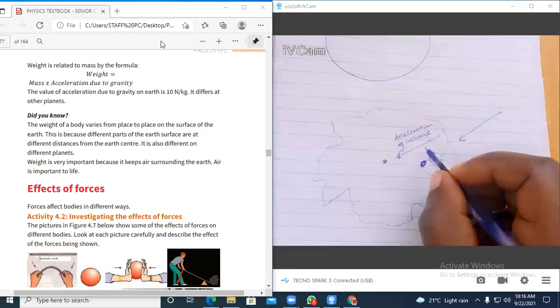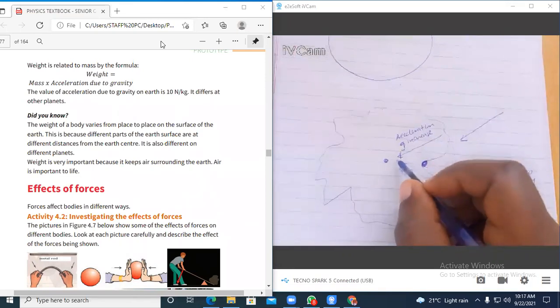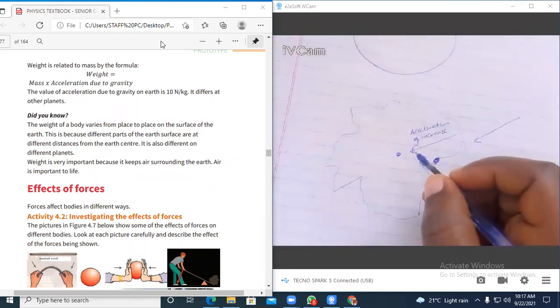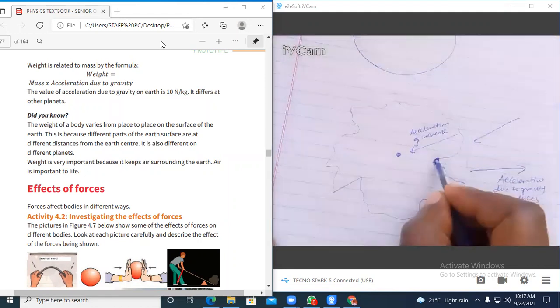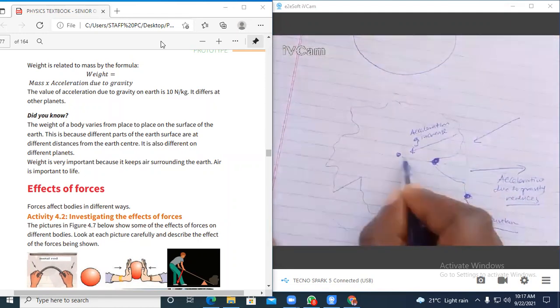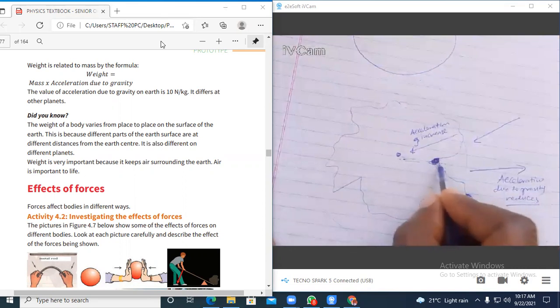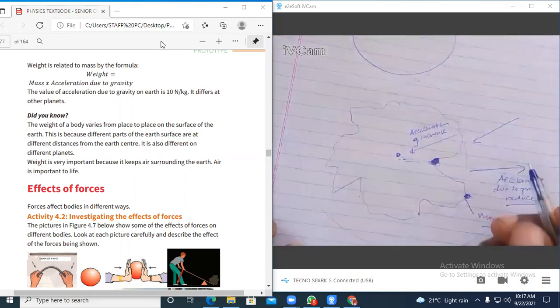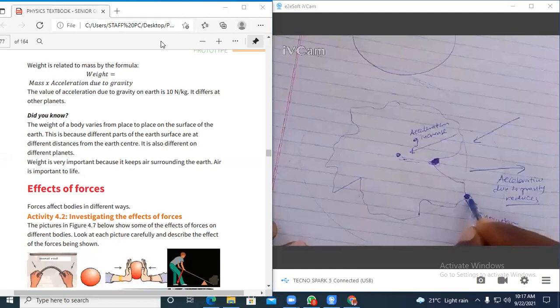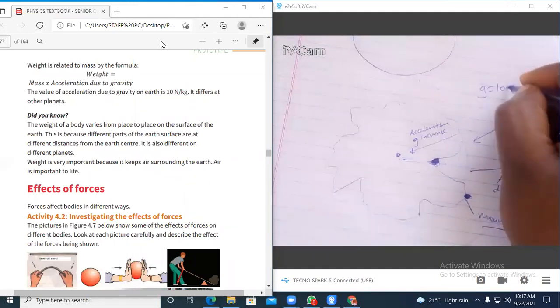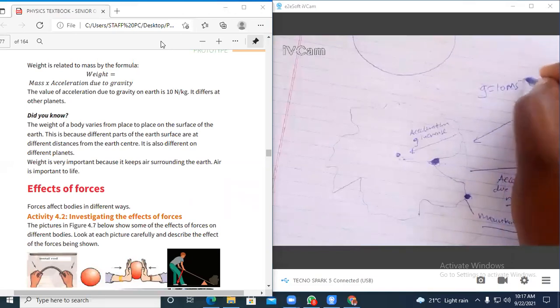But when the person is moving towards the center of the earth, acceleration increases. So it means that people who are near the center of the earth, these people here in a valley, their acceleration due to gravity is very high compared to the people who are on the mountain. Are we together? Yes. So we have said that acceleration due to gravity is 10 meters per second squared.